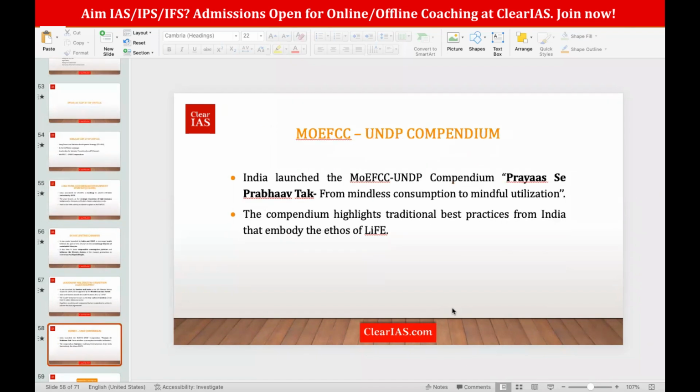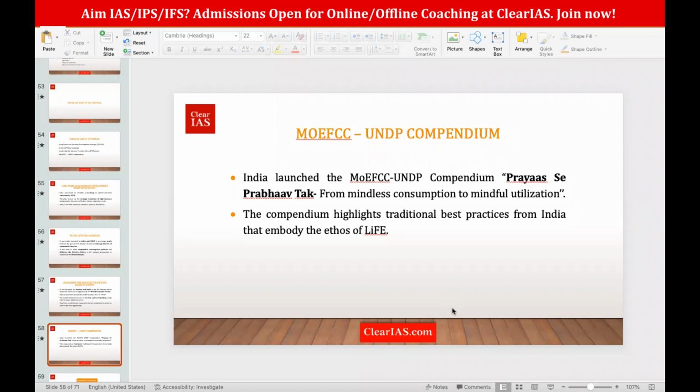Okay. And there is the UNFCCC-UNDP Compendium, which is called Prayasya Bharat. Remember these names, especially for prelims, because UPSC loves these terms. If there is something like that, they love to ask such questions. So it is actually the Ministry of Environment, Forest and Climate Change along with UNDP, which has launched this.